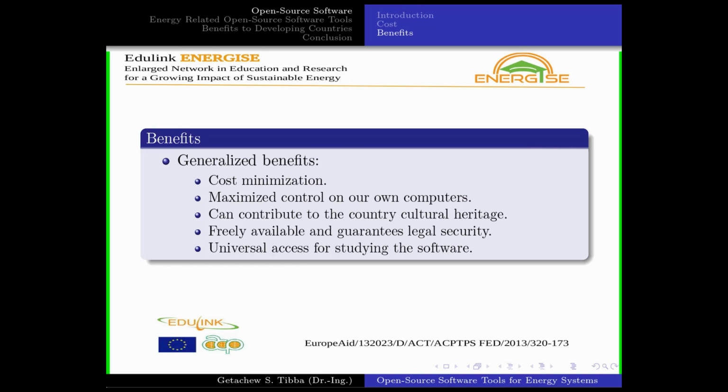And the other one is that it is freely available and guarantees legal security. As we said in the beginning, there is a license agreement for these open source software tools, and because of these license agreements, we are free of any legal issues. So it guarantees legal security. And because it is universal access for studying the software tools, we can study it, especially in educational areas. So it is very helpful for teaching students in this area. Those are some of the general advantages of using open source software.